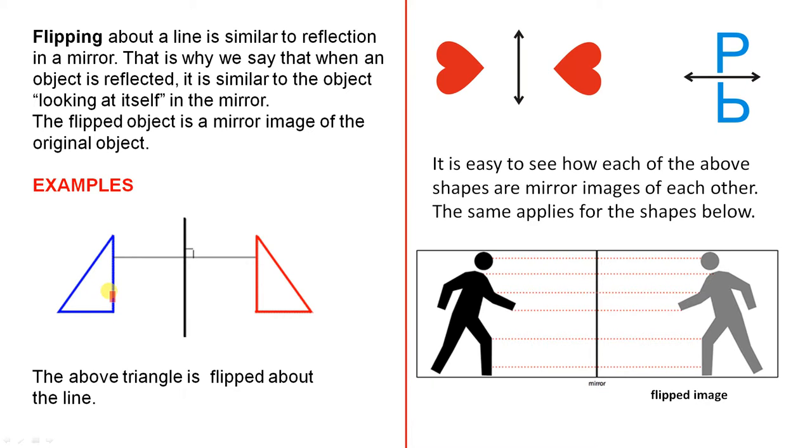So you imagine this blue triangle is looking at itself in the mirror. That's what it sees on the other side. So the above triangle is flipped about the line. This heart is flipped about the line. The P is flipped about the line. And this shape here is flipped about that line or mirror. So it is easy to see how each of the above shapes are mirror images of each other. The same applies for the shapes below.